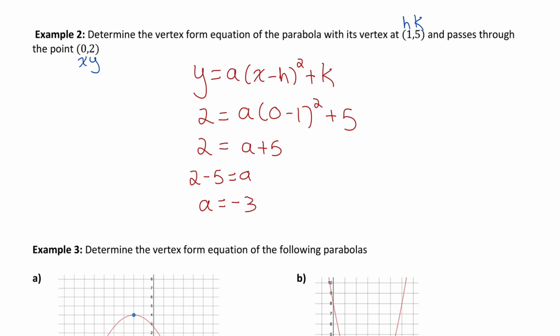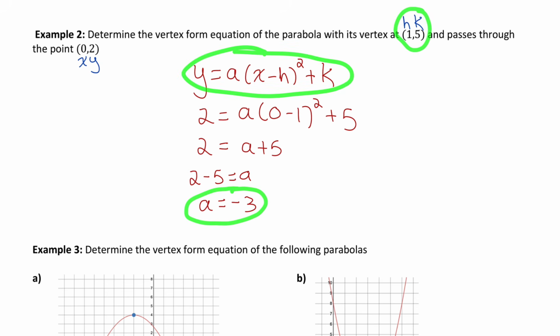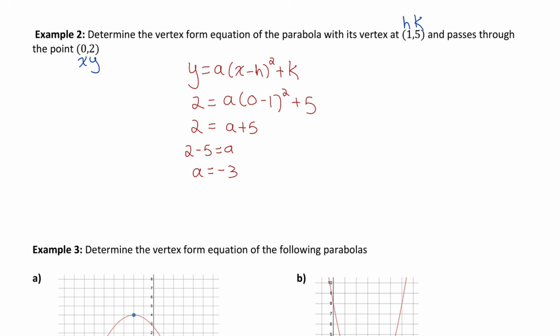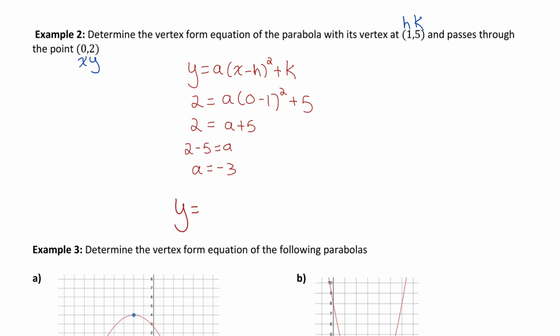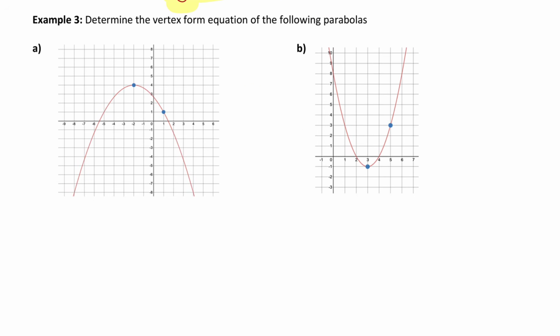So to write the final vertex form equation, you just have to sub in the a, h, and k values into vertex form. So I'll make a bit of room and do that. The final answer will be y equals -3 times (x minus 1) squared plus 5. And there's the final vertex form equation that defines all of the xy points that make up the graph of this parabola. And now let's do the same thing for example 3.